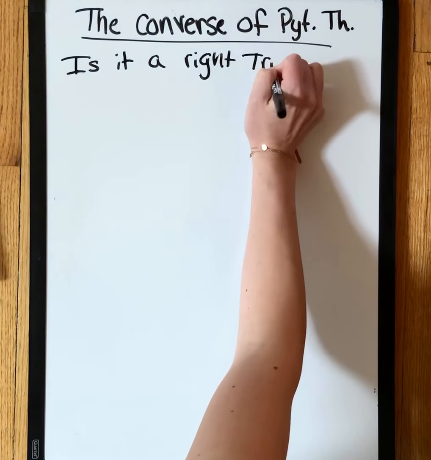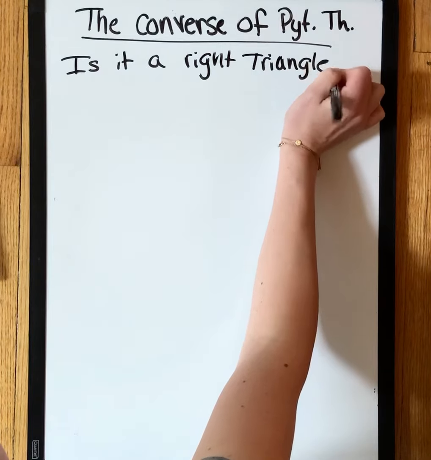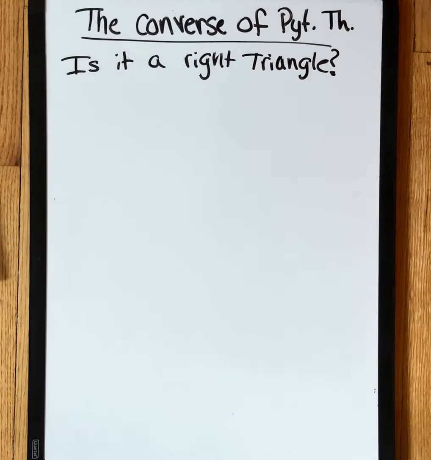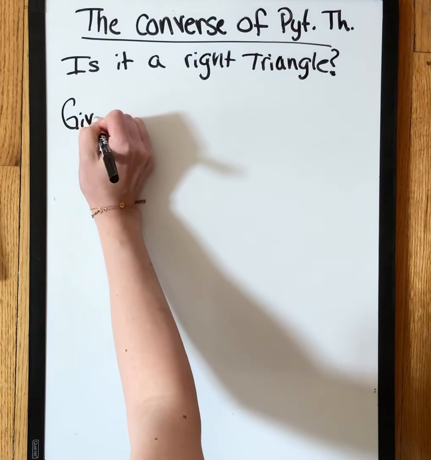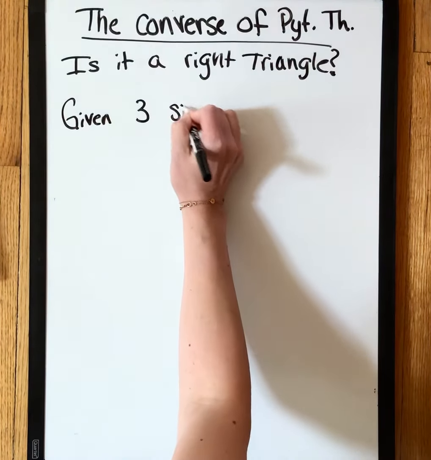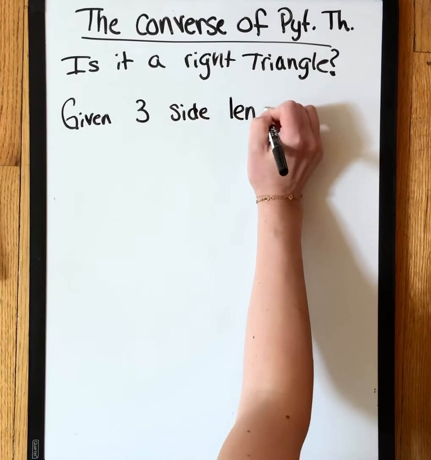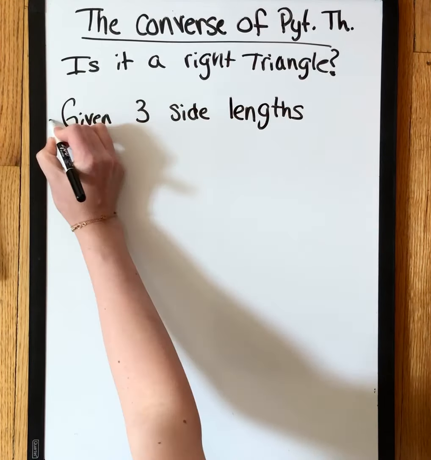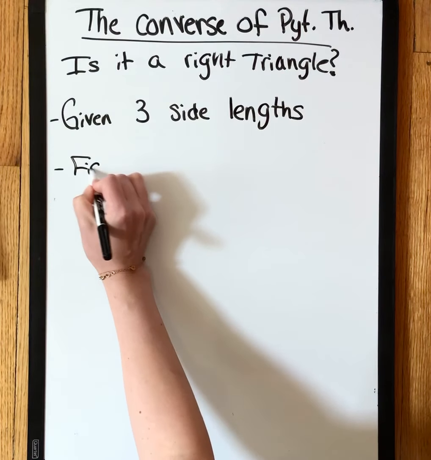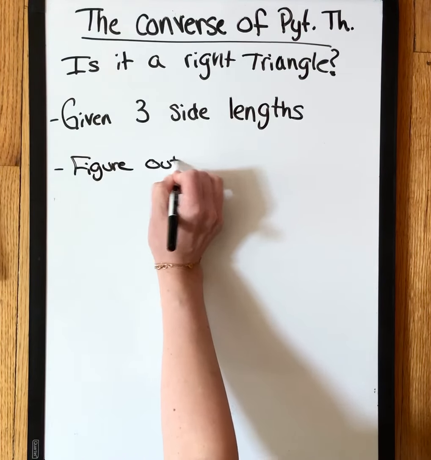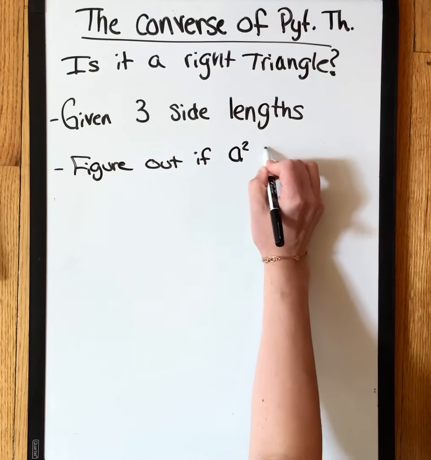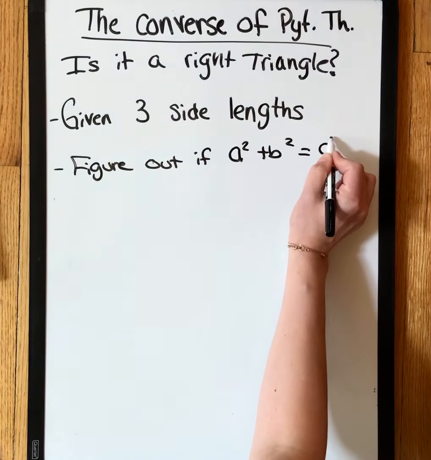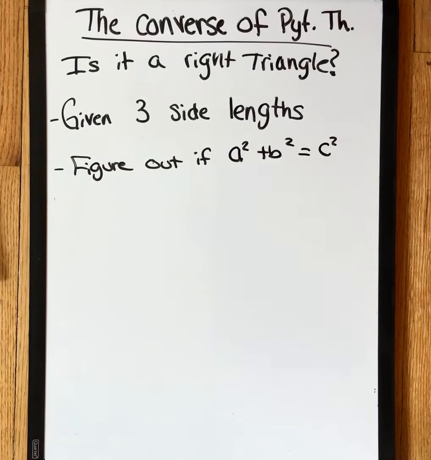Last week we were given the information that it is a right triangle. This week we need to figure out whether or not it's a right triangle. The way we do that is we're going to be given three side lengths of some triangle, and we need to figure out if a squared plus b squared equals c squared. If it does, then it's a right triangle. If not, then it's not a right triangle. That's basically the only question we're answering this week: is it a right triangle?